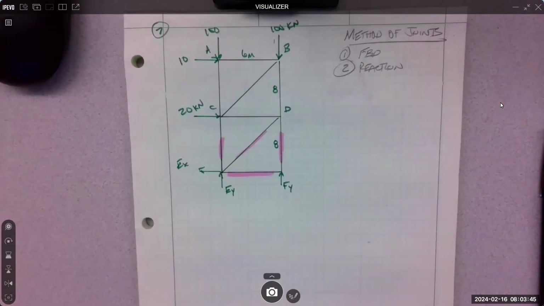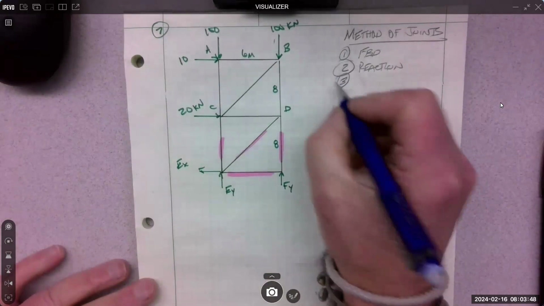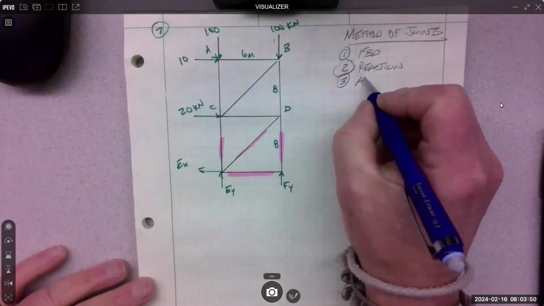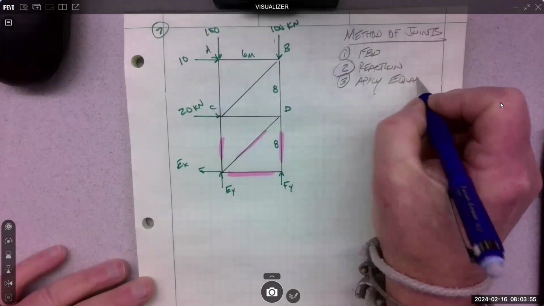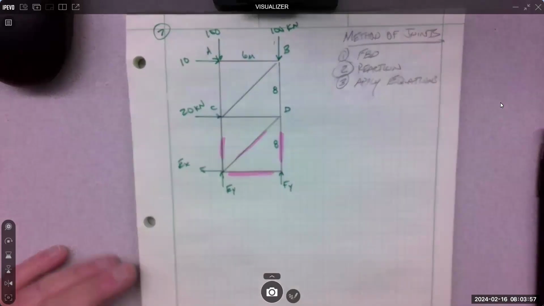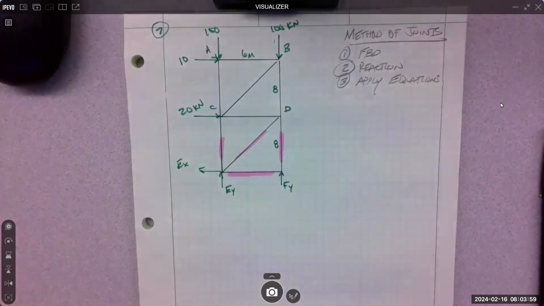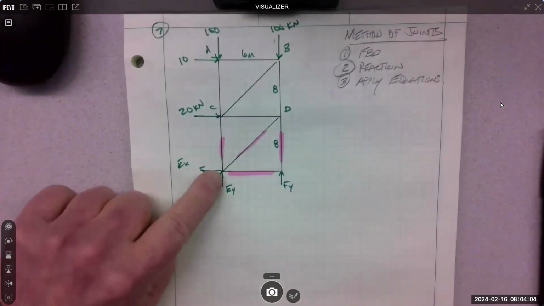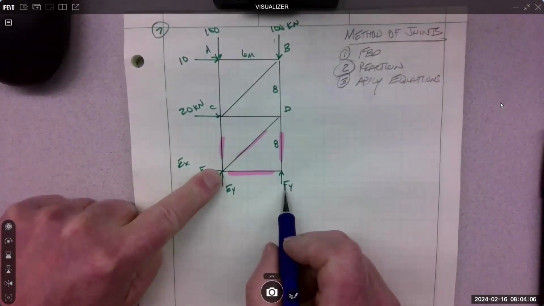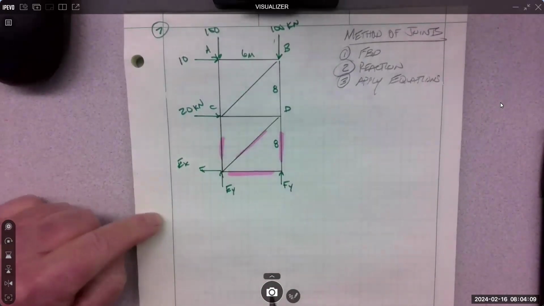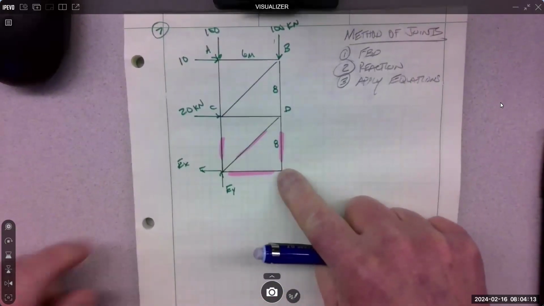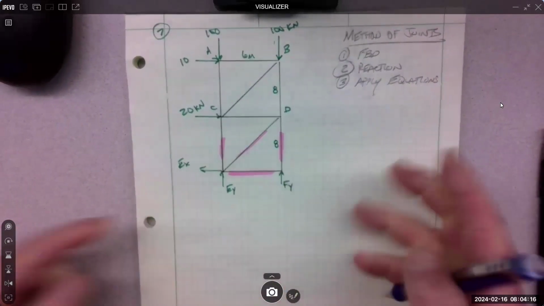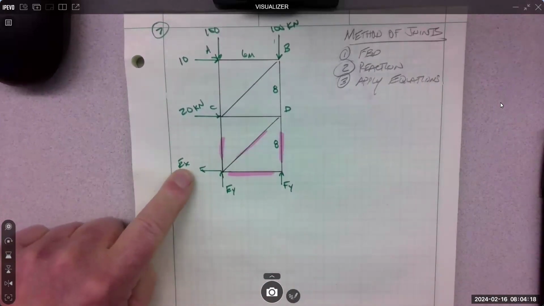Now, how do we solve those? Apply equations. That's some forces in the X, some forces in the Y, and a moment, potentially, right? So I heard Nick say moment at E to solve for Fy. And that's what you want to think about. If I'm doing a moment at E, I'm trying to solve for Fy. If I'm doing a moment here, I'm solving for EY. If I'm summing forces in the X, I'm solving for EX, right?